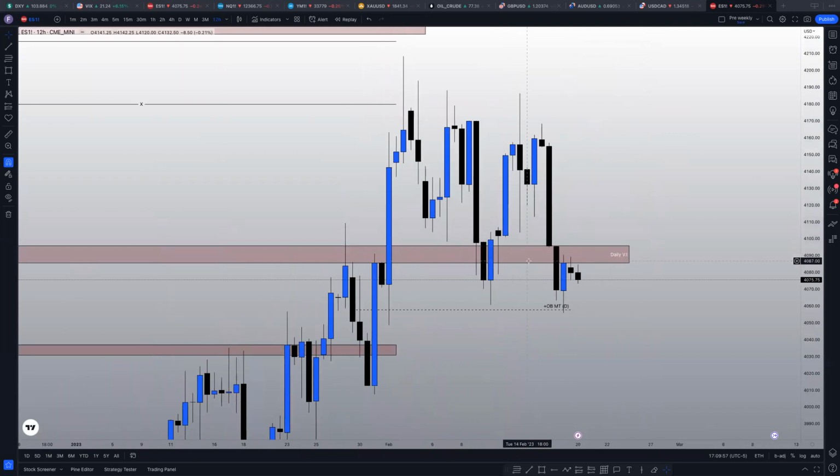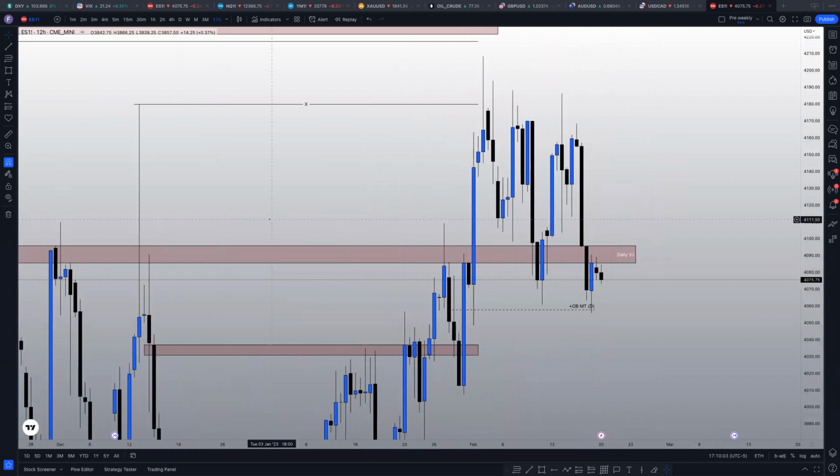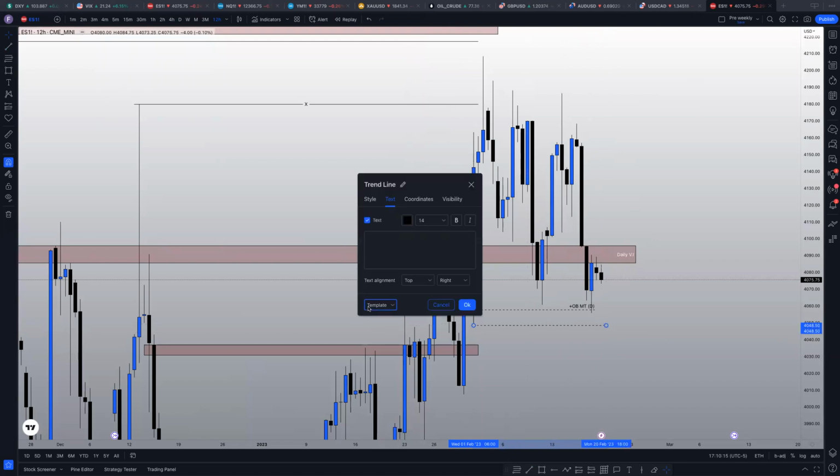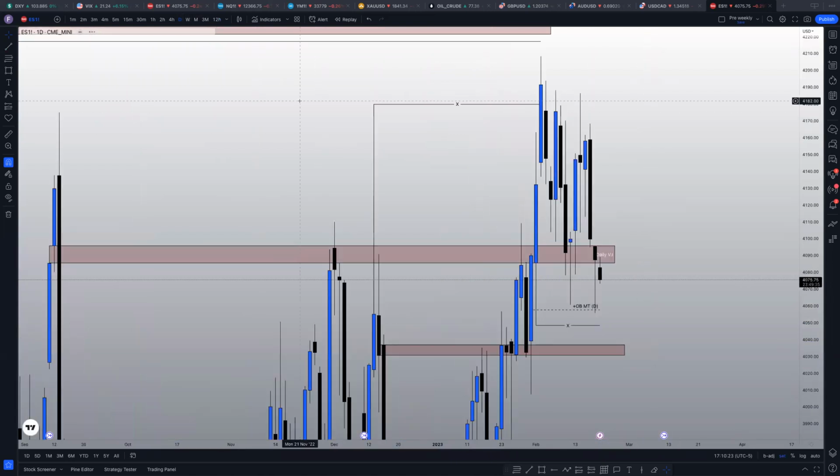So this is actually where I'm going to be kind of two-sided here. We have liquidity here inside of this order block, and another volume imbalance.